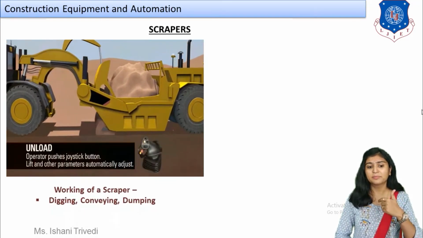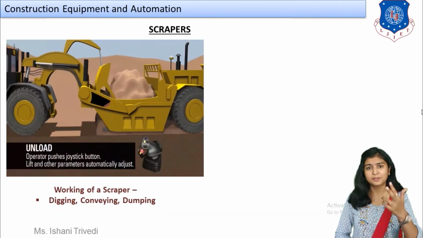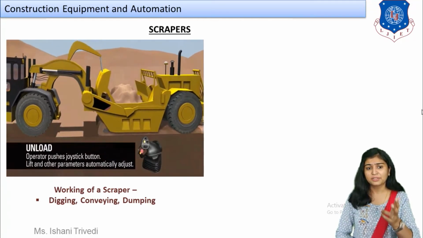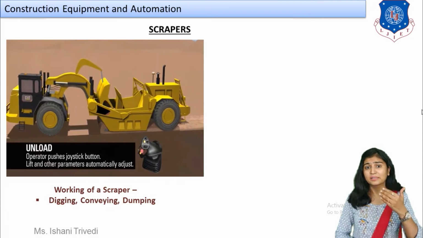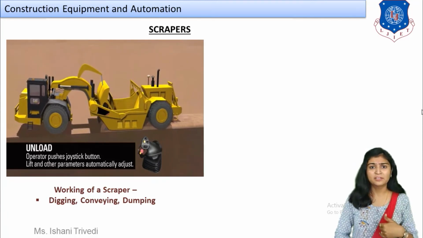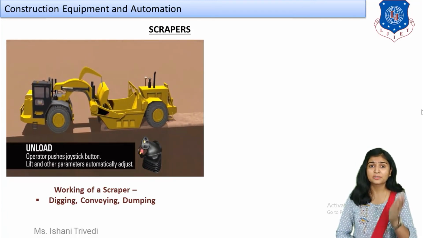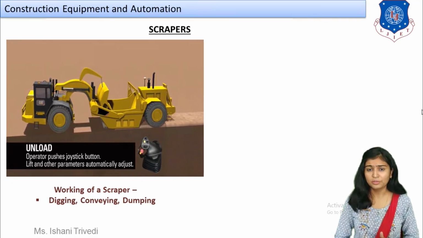The second procedure comes once the bucket is full, right? Once the bucket is filled completely with the soil, now this bucket is going to have various capacities, right, which we will determine in terms of volume. It generally has 3 to 9 meter cube of volume. It varies.